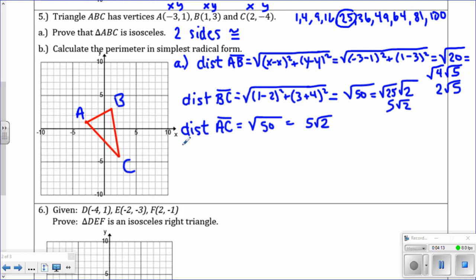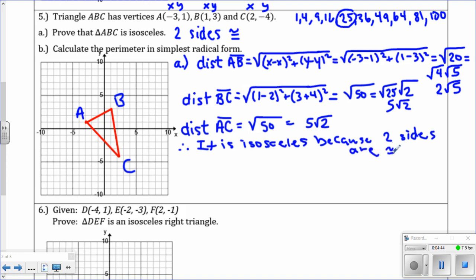And now we have to write our conclusion because we're proving it's isosceles. And you can tell it's isosceles because, look, 2 of the sides are 5 radical 2. So it is isosceles because, this is our conclusion. Not writing this on the exam, you actually lose 2 points if you don't write this sentence out. Okay, it is isosceles because 2 sides are congruent. And we have proved that because we have 2 sides that are 5 radical 2. So 2 sides are congruent. Or you could say 2 sides have the same distance. It means the same thing.